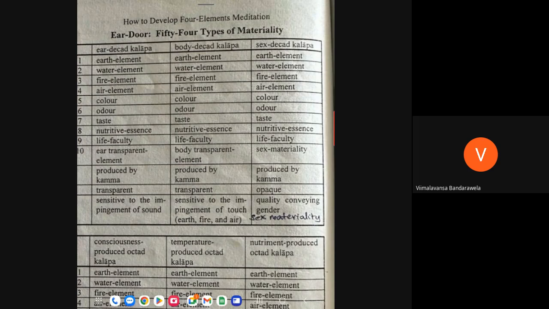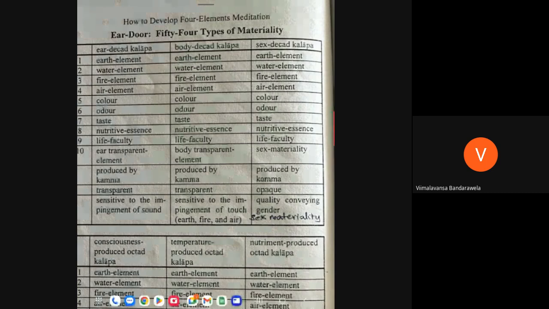In the ear door also, you have 7 types of rupa kalapa. The only difference is, in the eye door you have chakku dasaka kalapa, and in the ear door you have sota dasaka kalapa, the ear decade kalapa. Sota dasaka kalapa means earth, water, fire, air, and color, odor, flavor or taste, and nutritive essence. Those are common to all materiality.